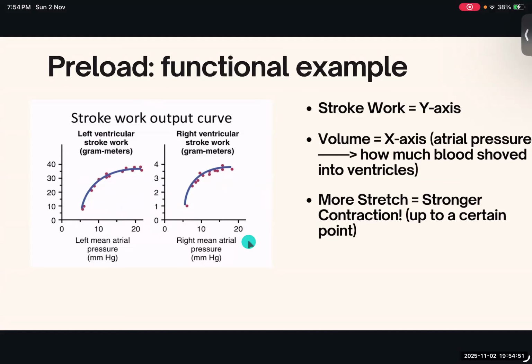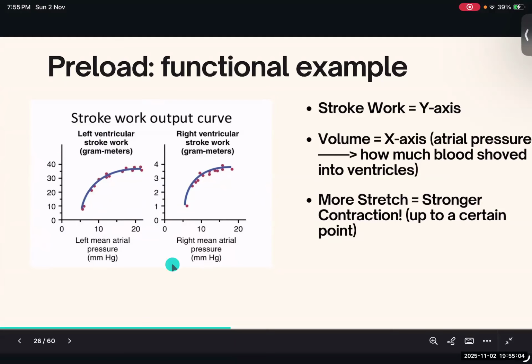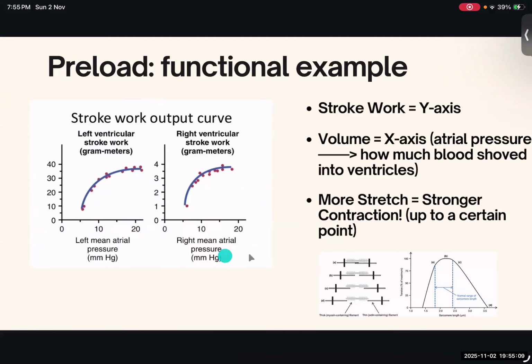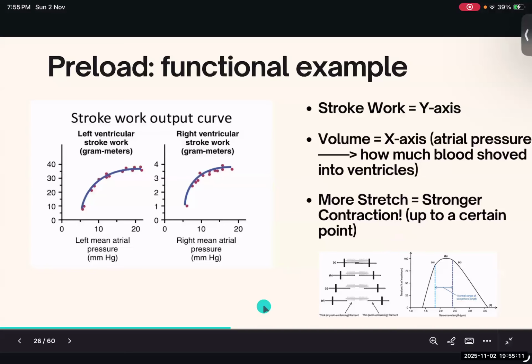Now, the biggest difference between these two measurements is that the left ventricle is going to produce a much stronger contraction and a much higher pressure. And it's also going to be pushing more blood out as opposed to the right ventricle. And again, this is a functional example of the myocyte stretch.